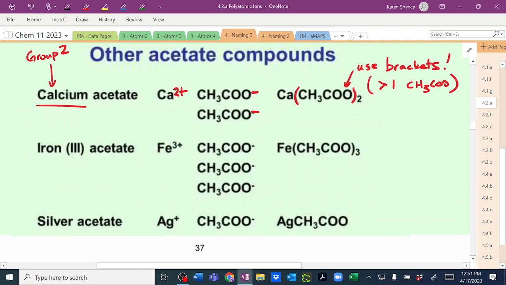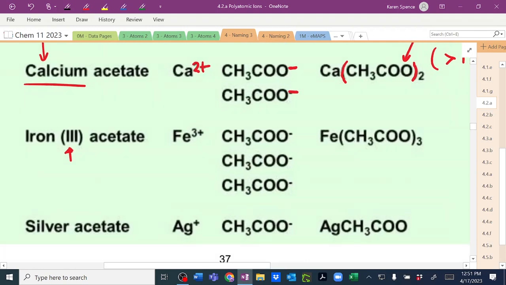Iron 3. What does that 3 tell us? Does it tell us how many irons are in the formula? No. It tells us the charge of the iron ion. So Fe is 3+. Therefore, we need 3 acetates to make a total of 3- to balance out that 3+.